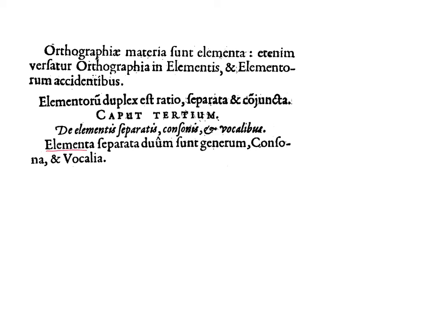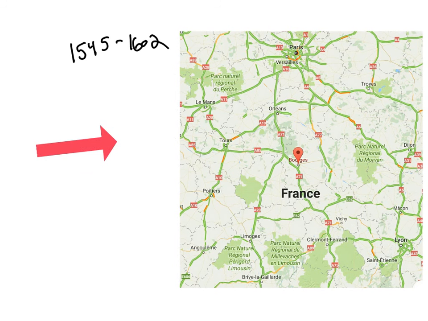Furthermore, the elementa separata, the individual or separated elements, duum generum. So this duum, you see this mark here, I should have read it this way in my initial recitation. It's actually duorum. They are duorum generum, of two types, namely consonants and vowels, and these are both nominative.